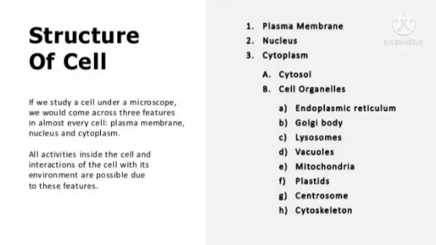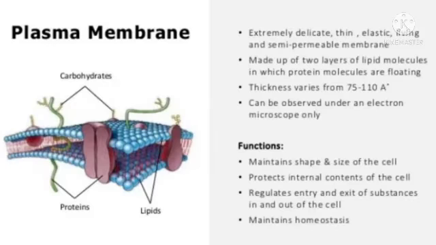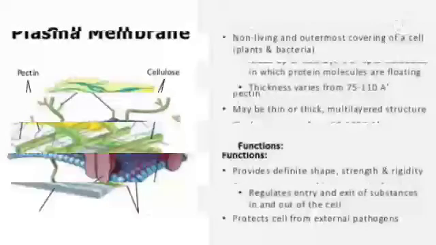Structure of cell. When we study a cell under a microscope, we come across features like plasma membrane, nucleus, and cytoplasm. So let us discuss more organelles. First one, plasma membrane. It is an extremely delicate, thin, elastic, living and semi-permeable membrane. It can be observed under an electron microscope only. Functions. It maintains the shape and size of the cell, protects internal contents of the cell, and it maintains homeostasis.